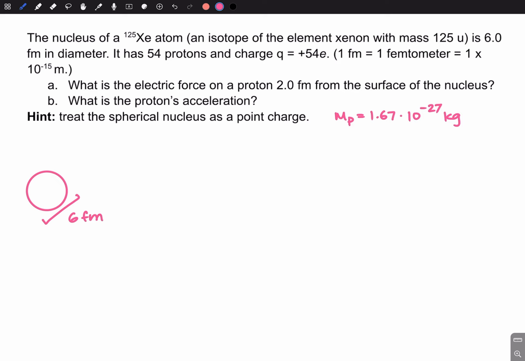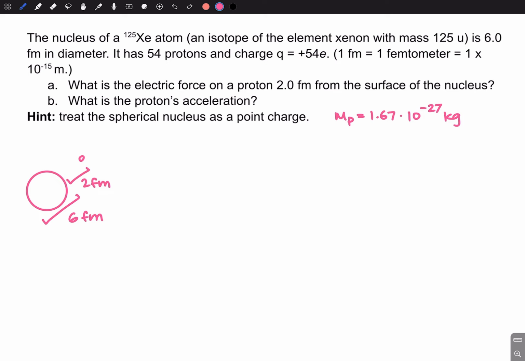And B, what is the proton's acceleration? So we know that the proton here is 2 femtometers from the surface of the nucleus. Okay, so this is the nucleus, by the way. And then this is the proton. Okay, so it's asking for the electric force, right?